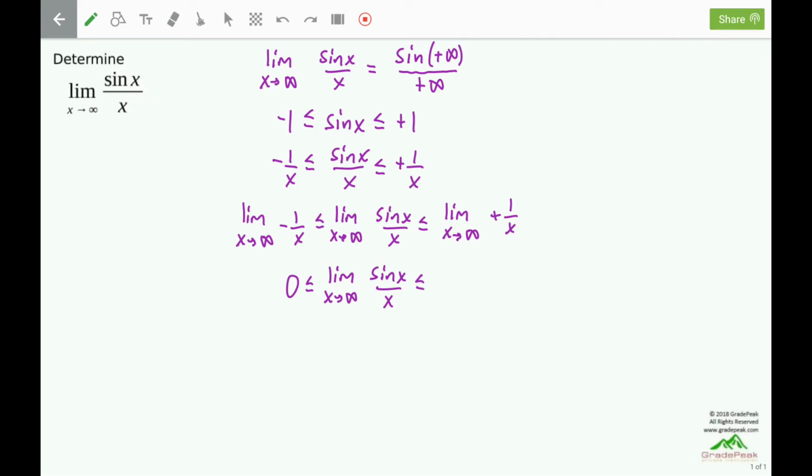The rightmost limit, each term that is a constant divided by x to a positive power will go to 0 as x approaches positive infinity, so that one will also be 0. And the middle limit is now being squeezed between 0 and 0. And therefore the limit as x approaches infinity of sine of x divided by x has to equal 0 due to the squeeze theorem, and we have determined the limit as given.